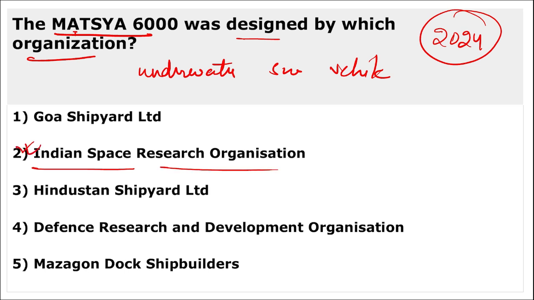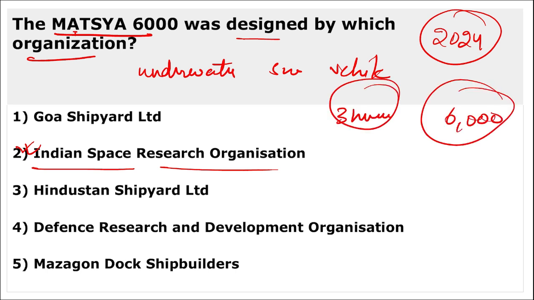Matsya 6000. All right, and remember, this Matsya 6000 is capable of taking three humans to a depth of 6000 meters. This will be ready for its launch in 2024 for the Samudrayan mission. And it is being developed by ISRO.